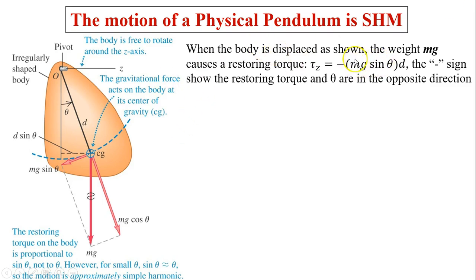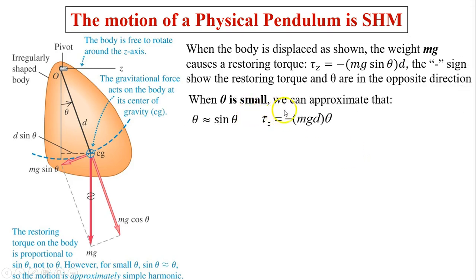When the body is displaced as shown, the weight mg causes a restoring torque. Remember, torque equals F d sine theta. Here F is mg, and here's d and sine theta. This negative sign shows the restoring torque and theta are always in opposite directions. When theta is positive going to the right, torque is going to the left. When theta is small, we can approximate that torque z is negative mgd times theta. So this is the equation for simple harmonic motion.